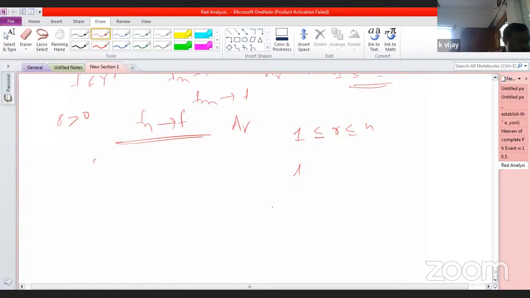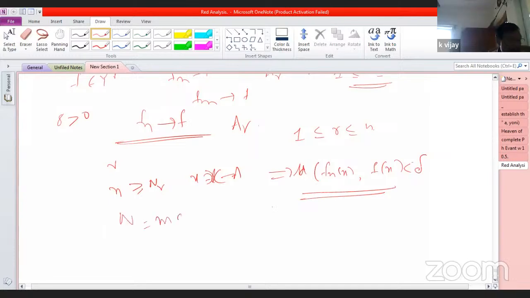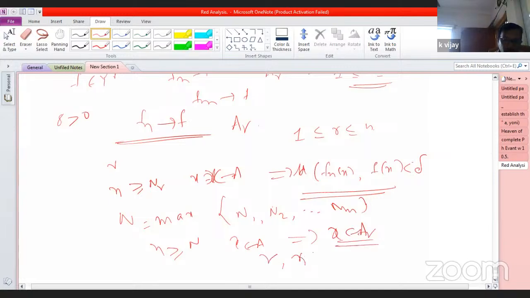Therefore there exists N(n, r). So therefore n greater than or equal to N_r, x belongs to A. That means d of f_n of x, f of x less than delta. N is equal to maximum of N1, N2, and so on, Nm. So therefore n greater than N. Therefore x belongs to A. So that is, x belongs to A_r means the nth condition holds for n greater than or equal to N_r.